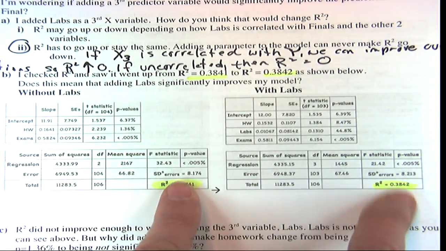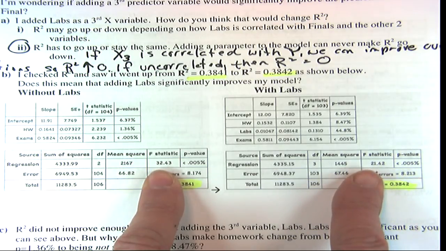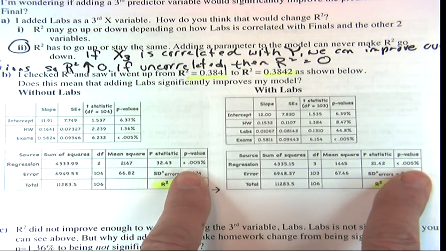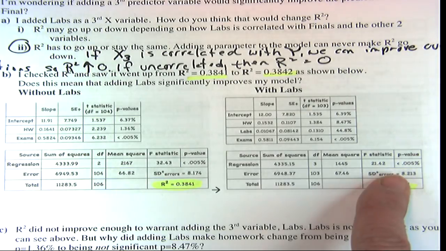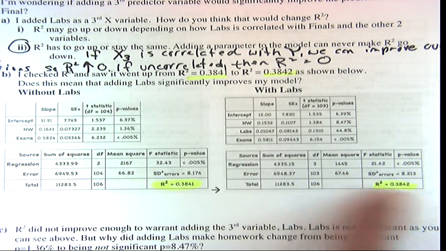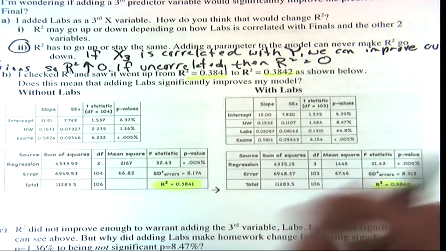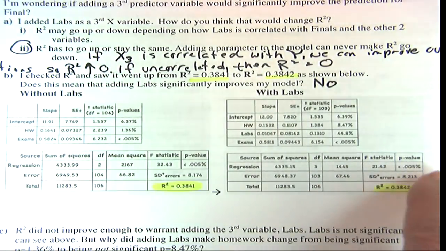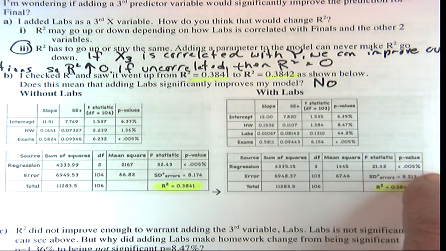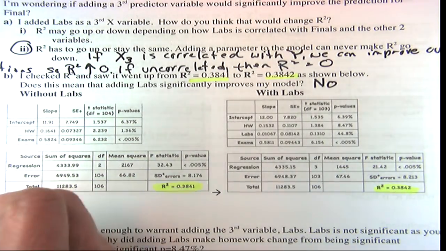Look, our errors went up too. That's bad. Our F went down. We're going to get our p-values. You can't see it, it didn't show up, but our p-value would go up. So we have more error, we're going to have a bigger p-value. Let's just think about it. Does it significantly improve my model? No, our p-value did not improve. In fact, if you went out further digits, it got bigger.